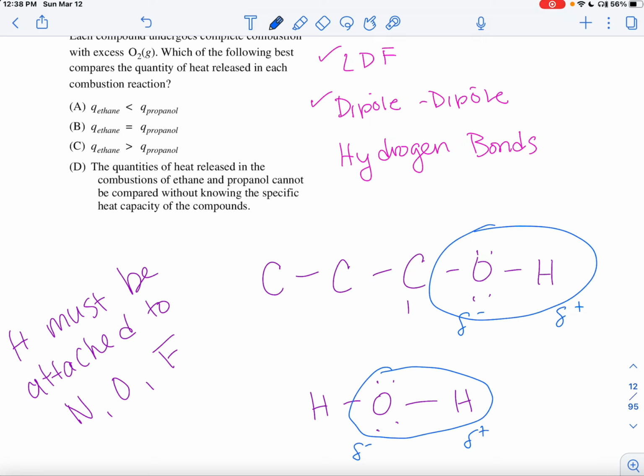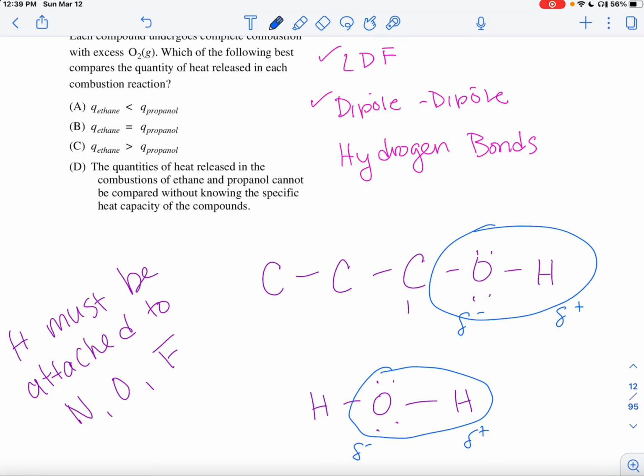Okay, so you need to have hydrogen connected to nitrogen, oxygen, or fluorine in both molecules, because then there is a very strong slight positive and slight negative in both molecules. That's what's missing with the ethane. We have hydrogen bonding for water, but it can't hydrogen bond with ethane because there's not a hydrogen bonding situation in ethane. In order for hydrogen bonding to work, there needs to be a hydrogen connected to nitrogen, oxygen, or fluorine in both of the molecules.